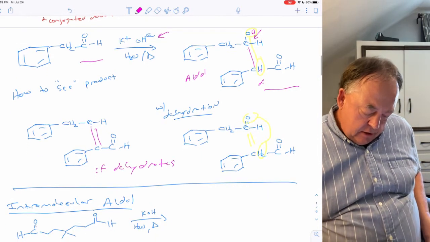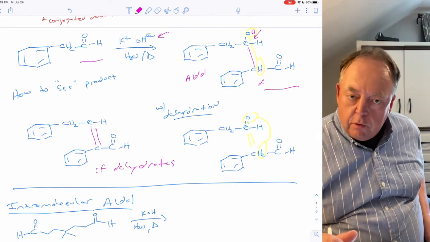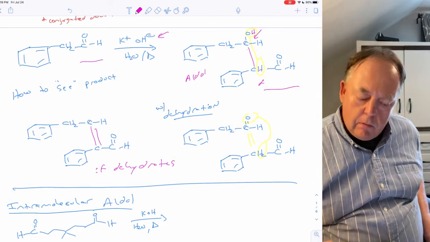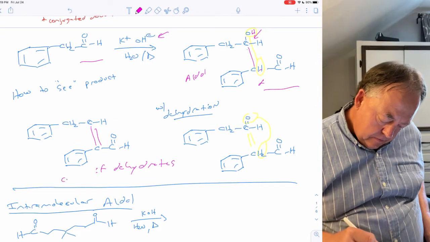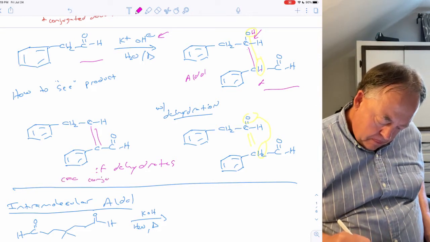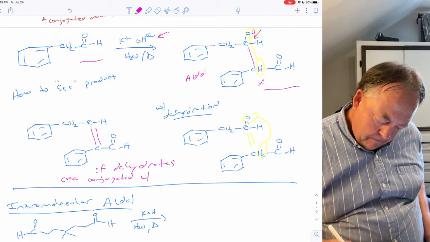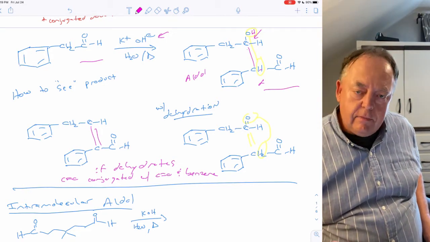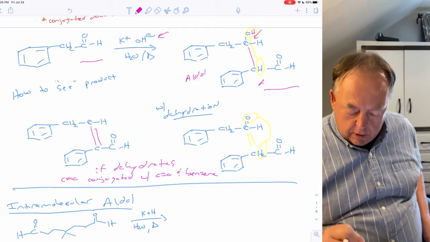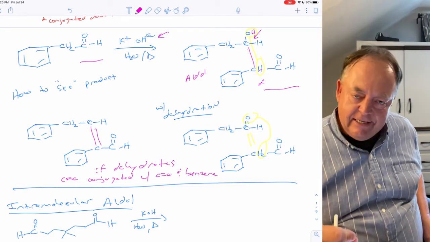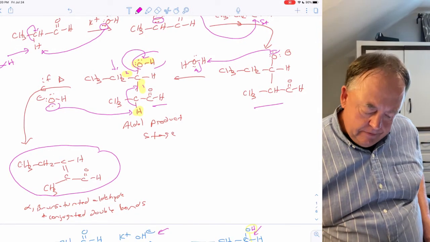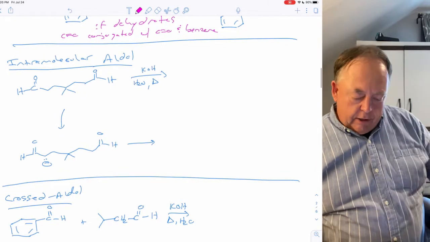Which in this case, it would be difficult for it to not dehydrate because now it's conjugated not only with the C double bond O, but it's also conjugated with a benzene ring, so that's an even more stable carbon-carbon double bond. So this would be easier to dehydrate than this would be, for example, where it's only conjugated with the C double bond O. Okay, so this is where it gets more difficult.